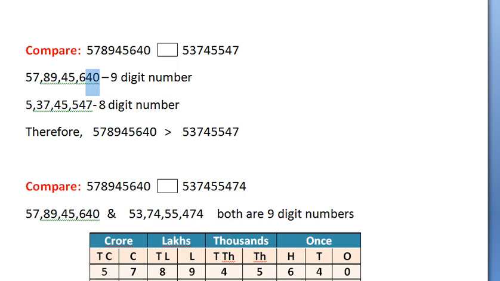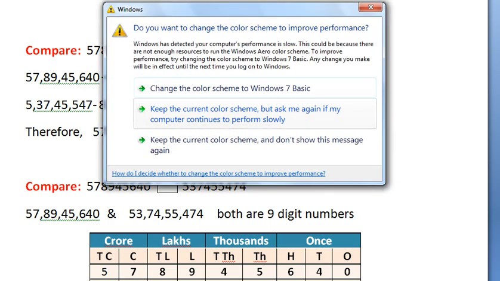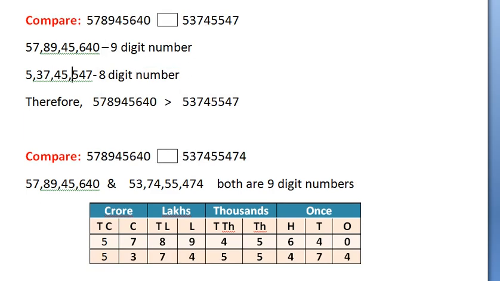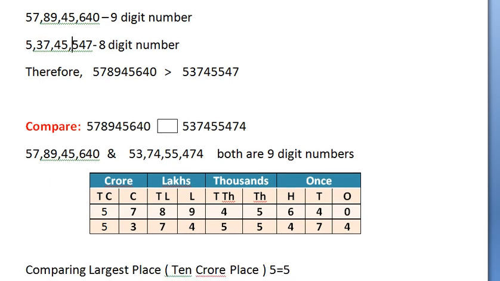Same again for the second number, which is 53745547. I separate the groups by putting a comma first after 3 digits, and then after every 2 digits. Here I find that this is an 8 digit number, and clearly a number which has more digits is the larger number. So 57,89,45,640 is greater than 5,37,45,547.